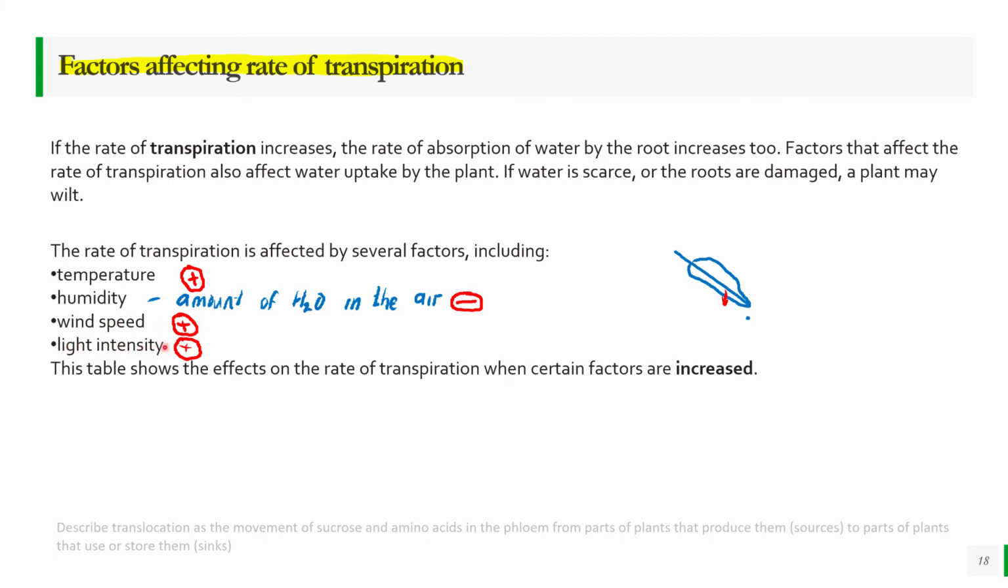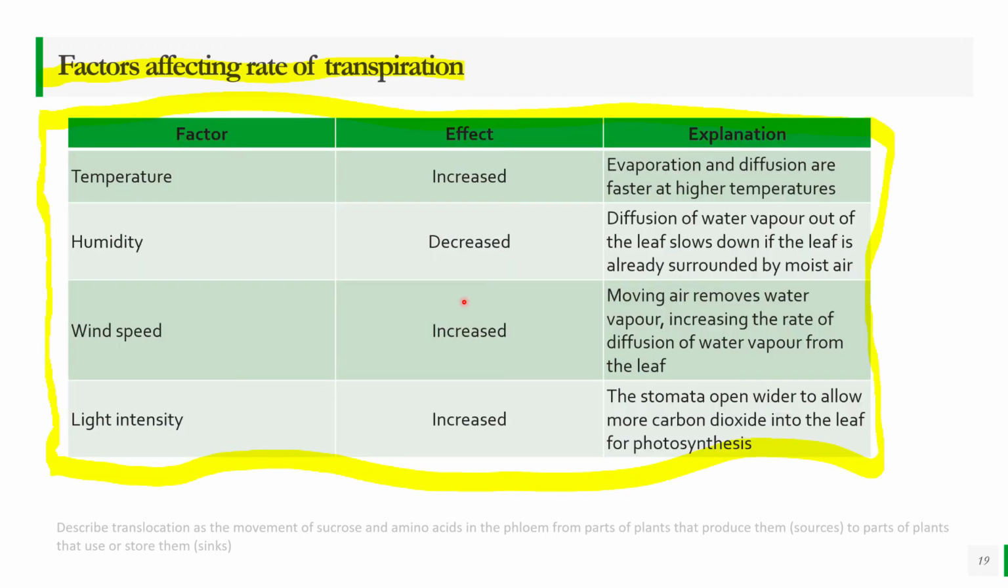Light intensity naik, transpiration pun naik. Tapi kalau humidity naik, transpiration menurun. Okay, so ini basically what you can see, the explanation will be in here, di sini this slide.